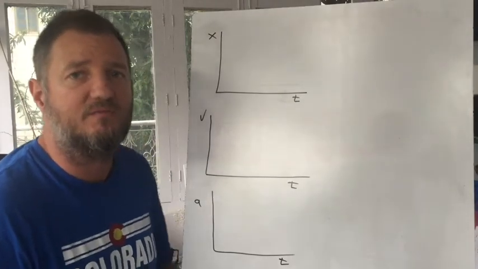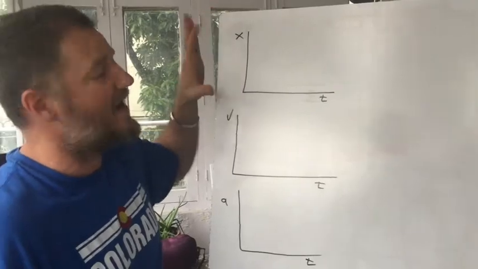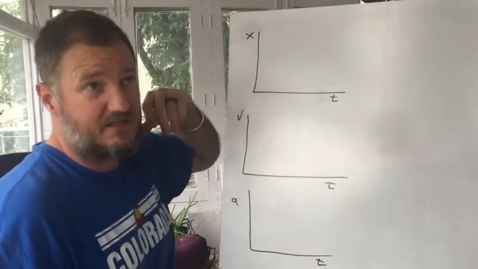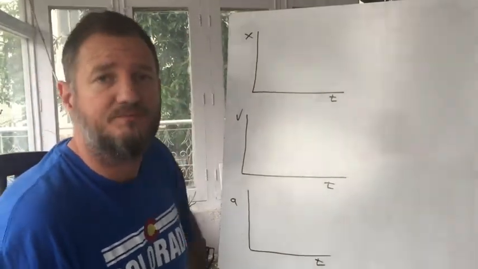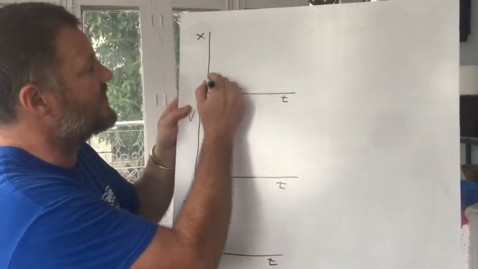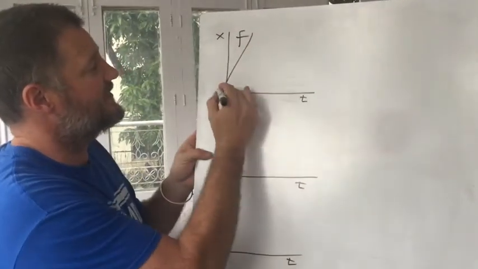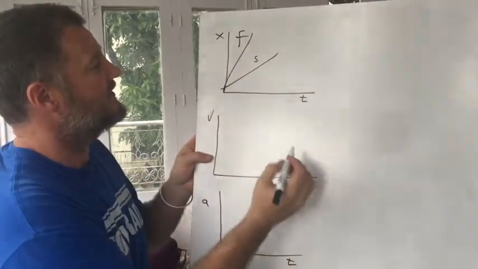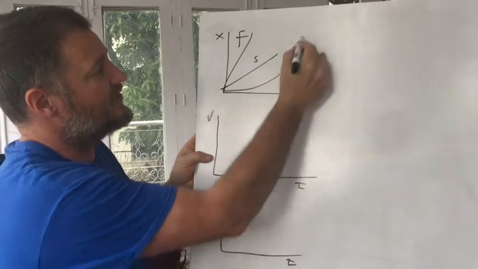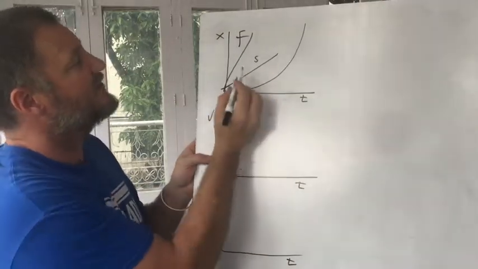You're looking at change in position on your y-axis and time on the x-axis, and it's an easy way to graphically represent motion. Here is something that is going fast. And here is something that's going slow. Here's something that might start slow and ends up going fast.